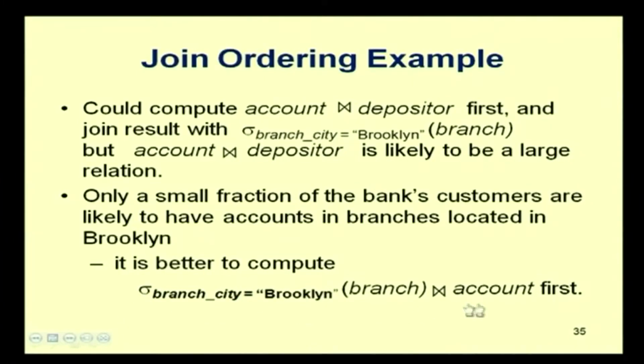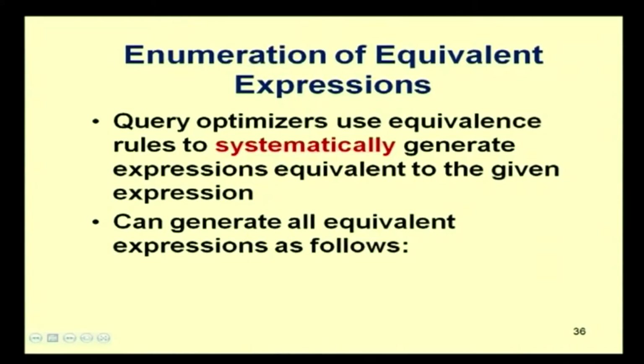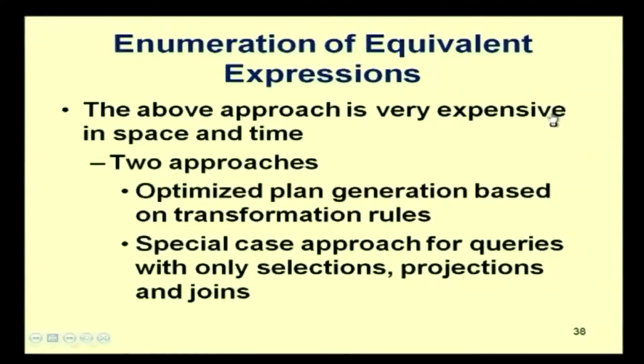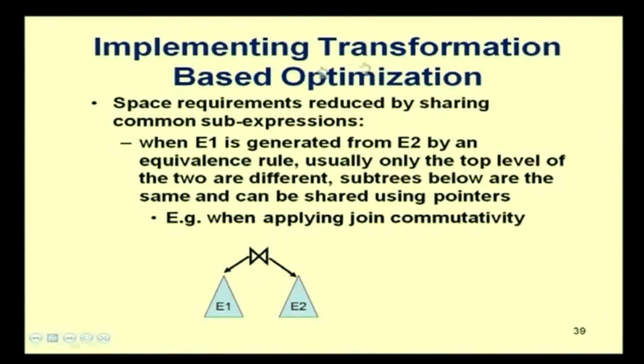So, this is the enumeration of equivalent expressions. Query optimizers use equivalence rules to systematically generate expressions equivalent to the given expression. They can generate all equivalent expressions as follows: apply all applicable equivalence rules on every equivalent expression found so far, and add newly generated expressions to the set of equivalent expressions, until no new equivalent expressions are generated. So, you apply all the 12 rules that we saw. However, doing this automatically, the above approach is very expensive in both space and time, because you have to store the intermediate results. So, two approaches are optimized plan generation based on transformation rules, and a special case approach for queries with only selections, projections and joins. So, certain things we are going to do.